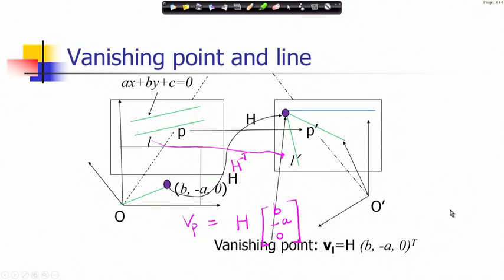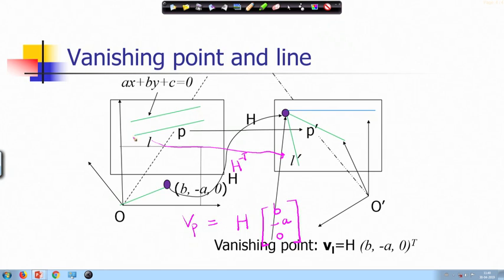Now, another interesting part is that if I take any other set of parallel lines in the original space and transform these lines into the projective space, they will also meet at some vanishing point, and all these vanishing points lie on a particular line which is called the vanishing line. So, how do you get this vanishing line in the transformed space?